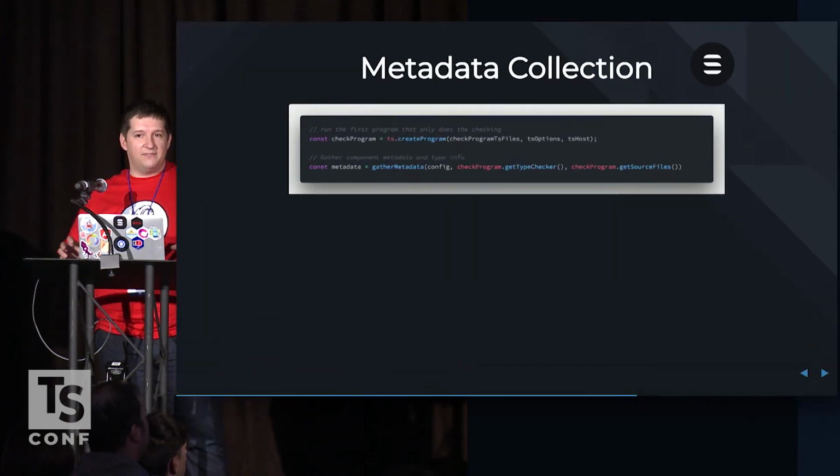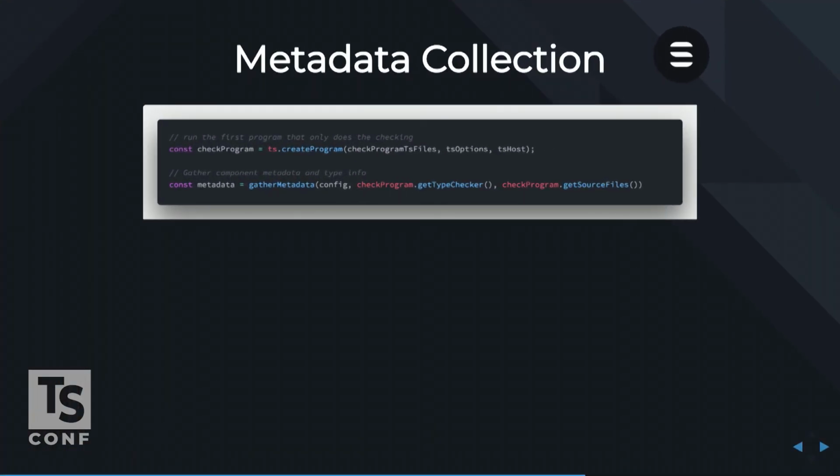So there's a lot of information that's important to us in every component. So the first step we have in our compile process is collection of metadata. And you can see the first thing we do is ts.createProgram, which is kind of the entry point of working with the compiler API. Then we're pulling the type checker from the compiler, and we're pulling the source files that it was going to be running across. And then we have gather metadata, which is the function that we use to get information from every component.